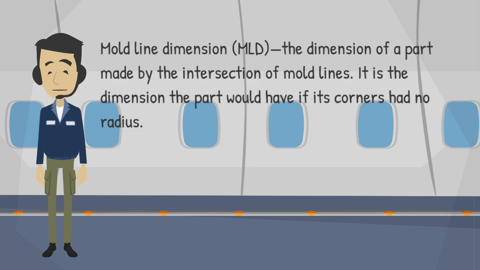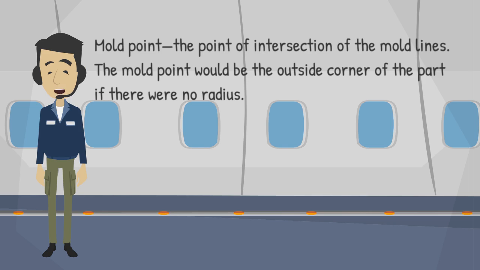Mold line dimension, MLD: the dimension of a part made by the intersection of mold lines. It is the dimension the part would have if its corners had no radius. Mold point: the point of intersection of the mold lines. The mold point would be the outside corner of the part if there were no radius.